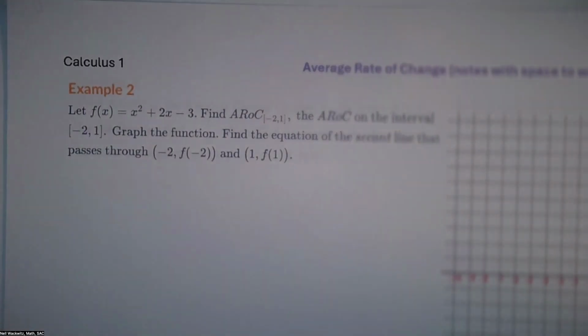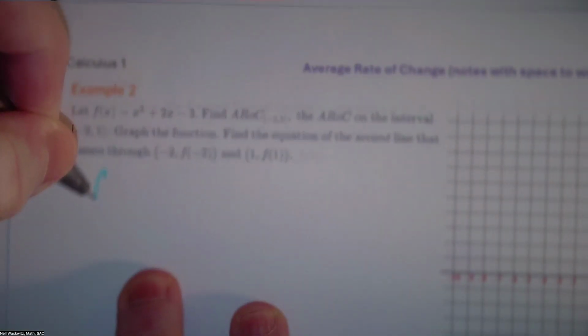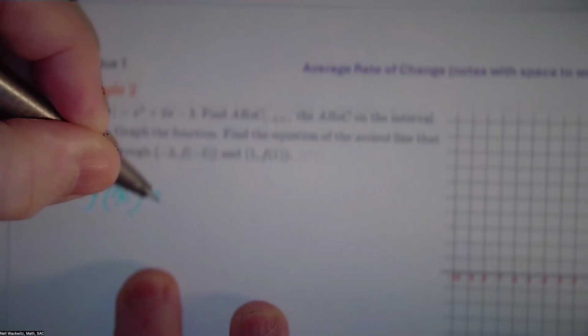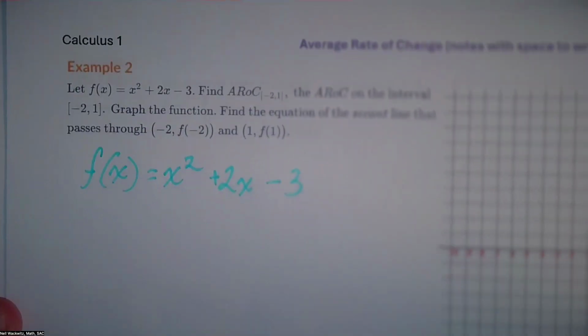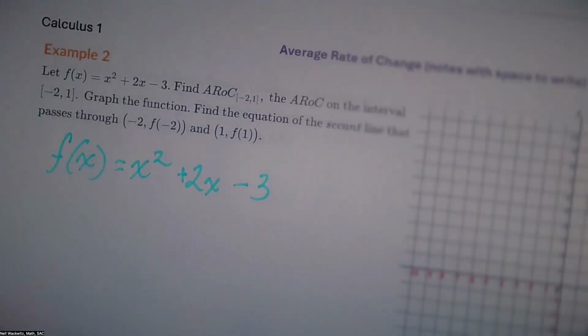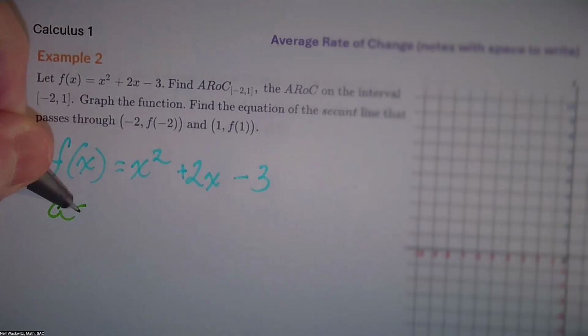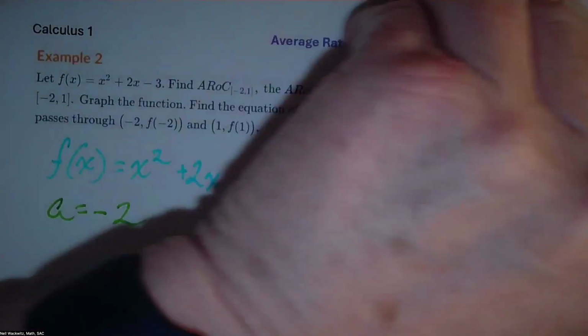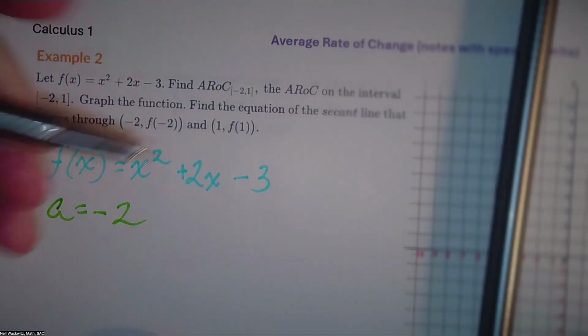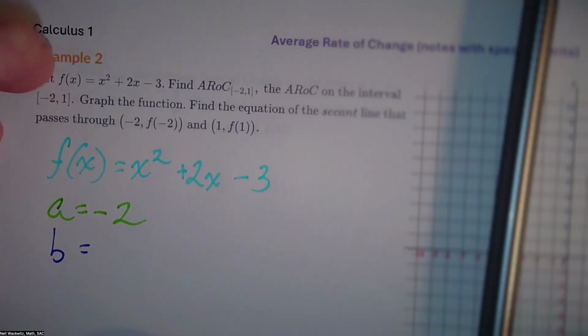Okay, for example 2, our function is the parabola. The quadratic equation is x squared plus 2x minus 3. Here, a is equal to -2 and b is equal to 1.